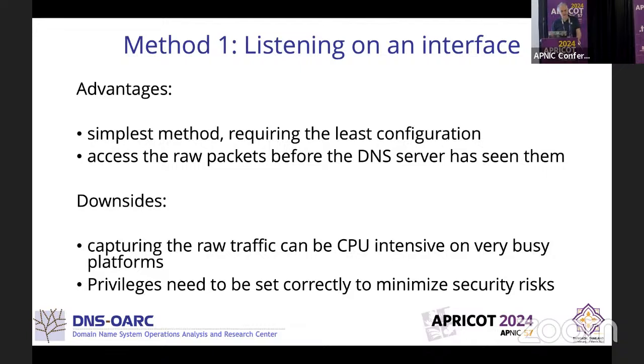On the downside, capturing the raw traffic can be CPU intensive, not very much, but if you've got a 10 gigabit interface, running a BPF filter on that does hog the CPU. And privileges need to be set correctly to minimize security risk. And you're also kind of duplicating the work because you already have the name server processing that and you're sniffing the traffic next to it. Okay, but at least it's super easy. Open the interface, read packets, done.